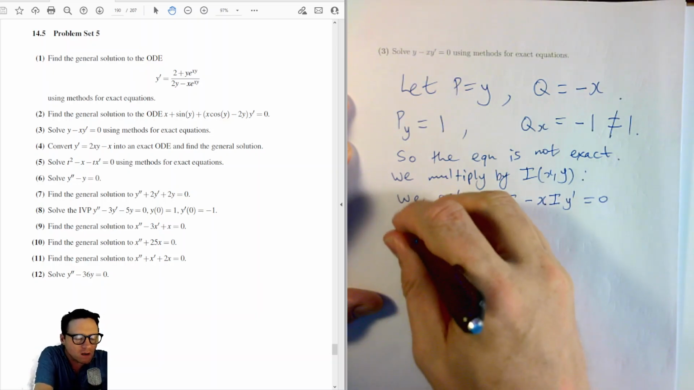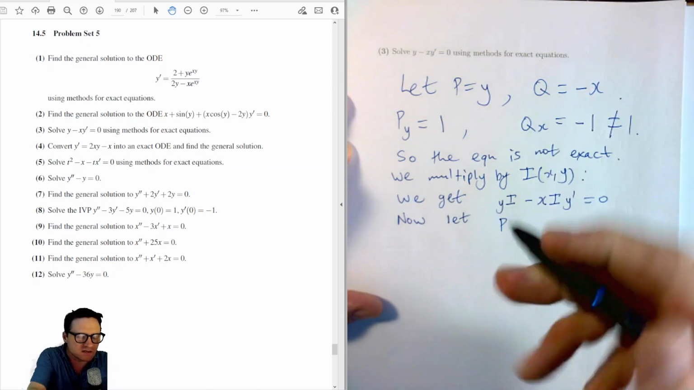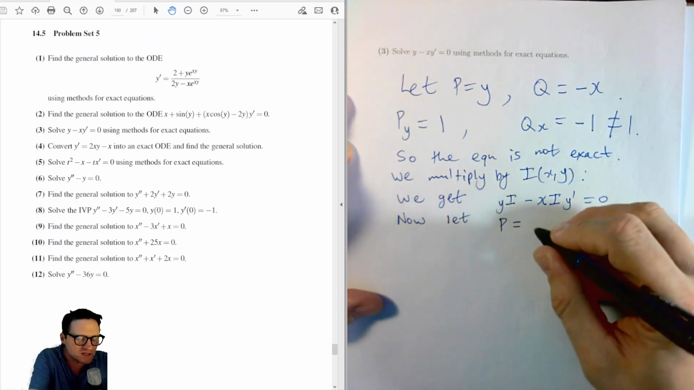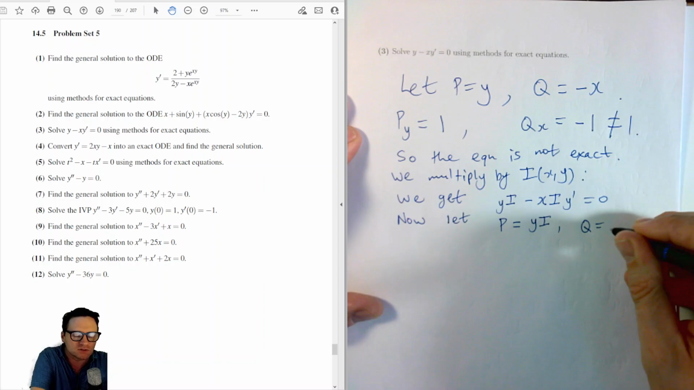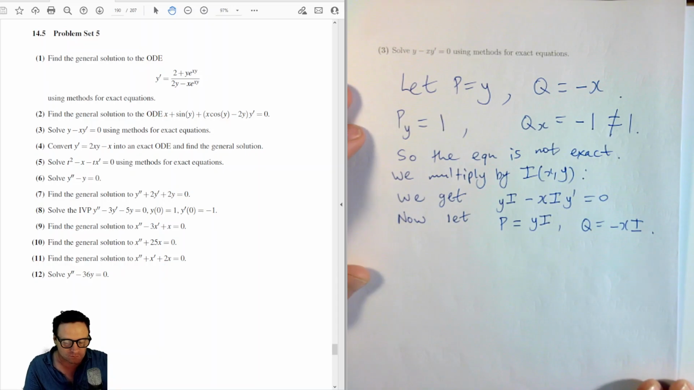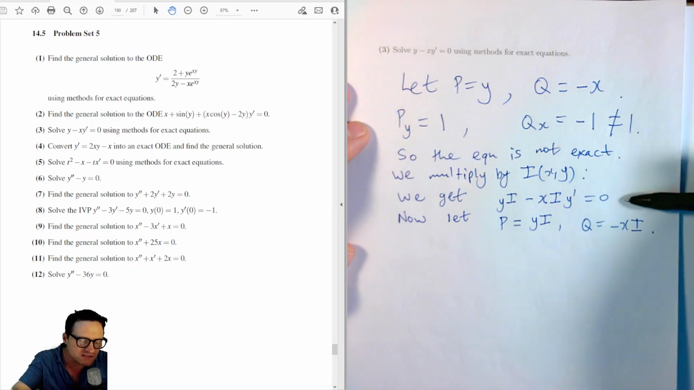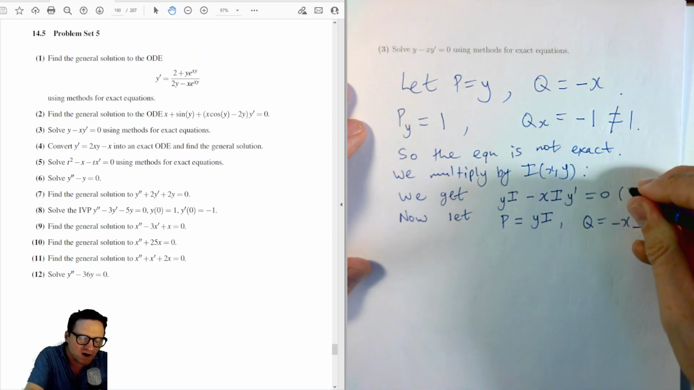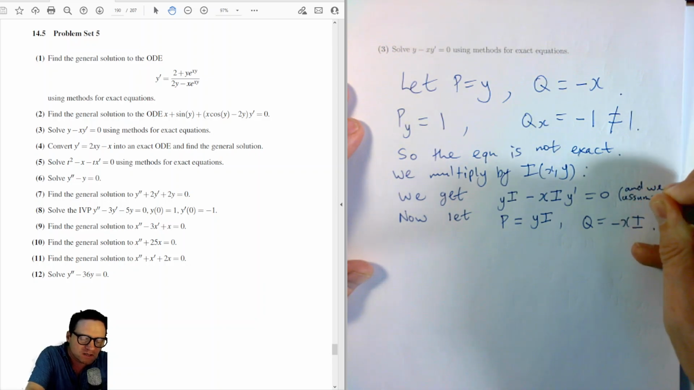And so now we let p, and it's not the same p as this. So now let p be equal to y times I, and let q be equal to minus x times I. Okay, and so now we want to take partial derivatives, but this time we assume that we do have an exact equation. So I'll put in brackets, we assume exact.